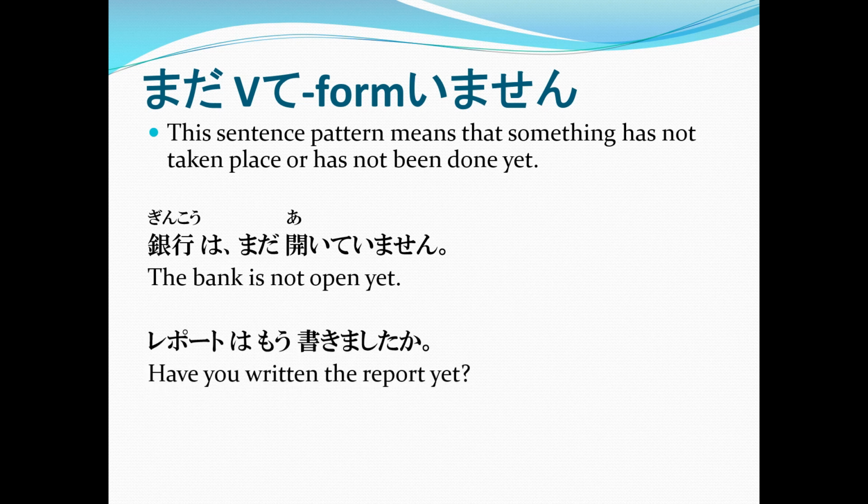Now, next example. レポートはもう書きましたか? Again, レポートはもう書きましたか? Have you written the report yet? And if you haven't, いいえ、まだ書いていません. Again, いいえ、まだ書いていません or no, not yet. So, again, まだ verb in the affirmative form means still doing, but with まだ verb te form いません, something has not taken place or has not been done yet. See the difference?